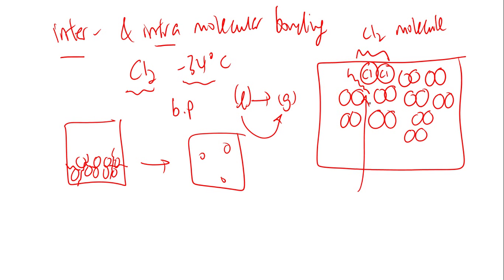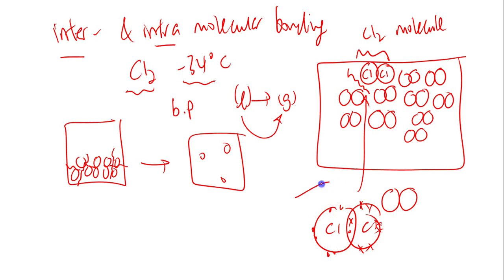Take note, the chlorine molecule is held together by strong covalent bonds. By a strong covalent bond. This is a single covalent bond. Chlorine has 7 valence electrons, so they share 1 valence electron each to allow it to form a stable octet configuration. So this is a single covalent bond.